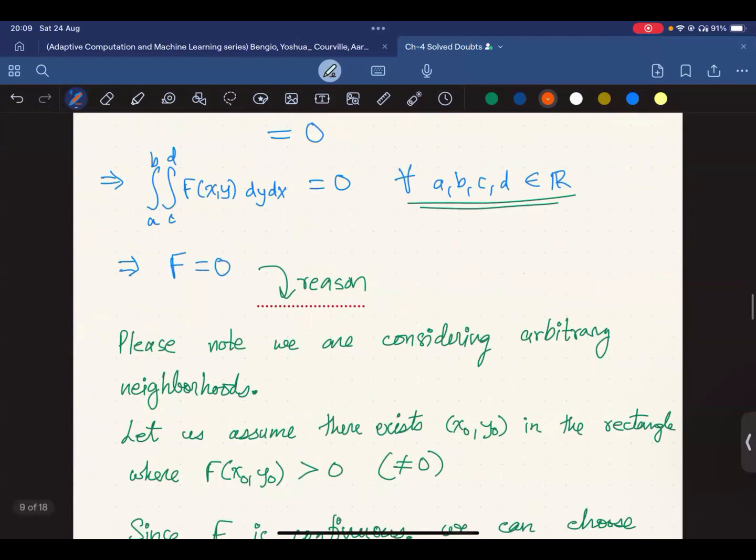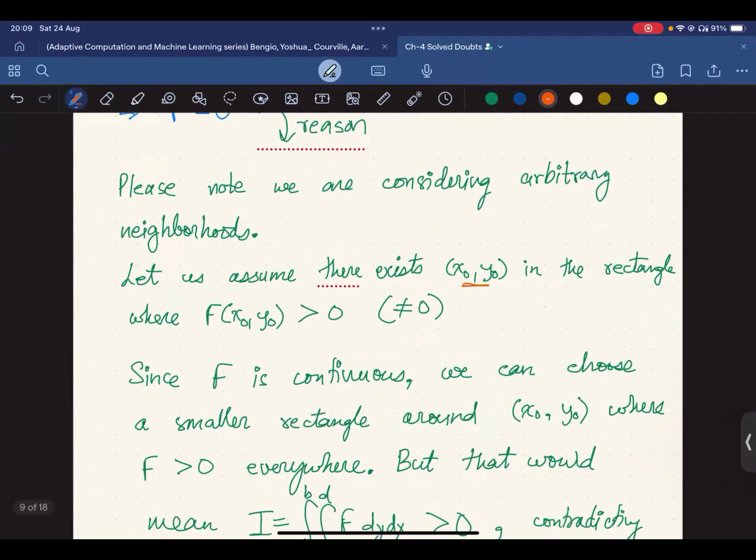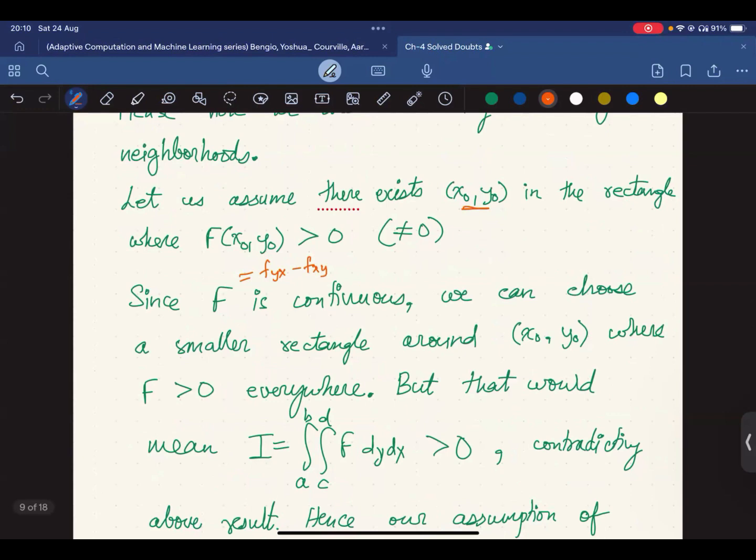Now if the function, that is fyx minus fxy, was not 0, let us assume that there exists some point in the rectangle where the function is greater than 0. Then since f is continuous, because f equals fyx minus fxy, and both are assumed to be continuous, we can choose a smaller rectangle around this point, x naught, y naught. So we were considering this rectangle. Let us say the integration varies from a to b and from c to d.